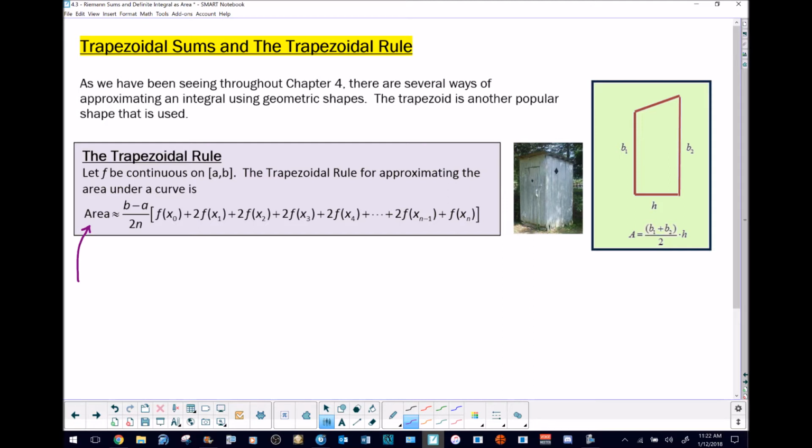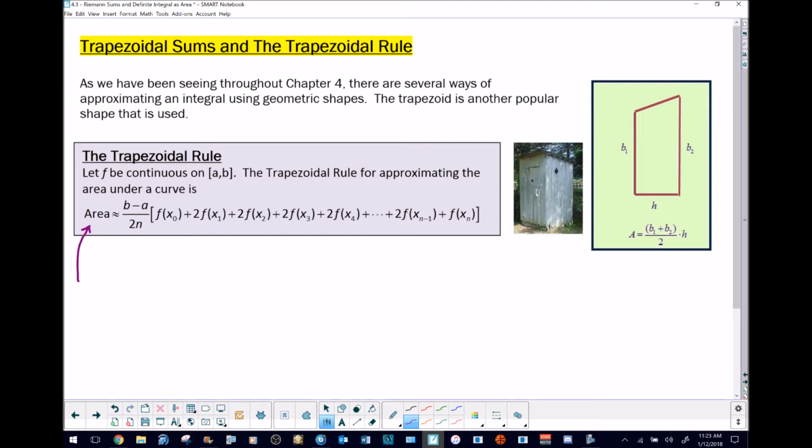But as I said before, as far as preparing yourself for the Advanced Placement exam, it's not really necessary that you know and use this particular rule. You can use the ideas behind this rule and apply them to any kind of trapezoidal problem, whether you have equal partitions or not. This rule is very specifically designed for a situation where you have equal partitions, or equal heights of your trapezoids.